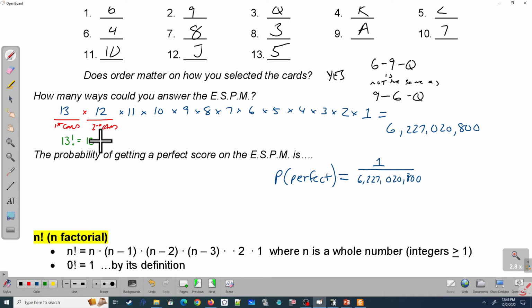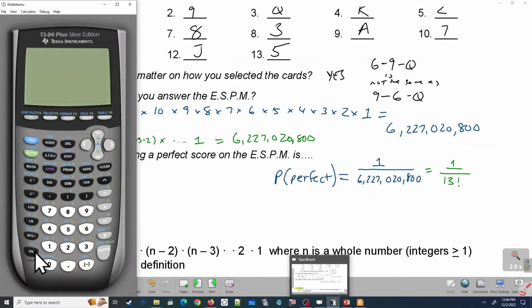Then I go 13 minus 1, which is 12. Then I go times 13 minus 2, which is 11. And I keep going all the way down until I get to 1. And I stop. And that will produce the same answer as 6,227,020,800. So I guess what I could say is this is simply 1 over 13 factorial. And because this is a very popular situation, we actually have a key for that on the calculator.